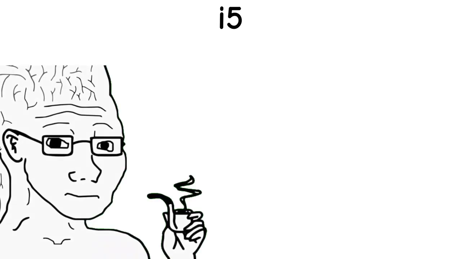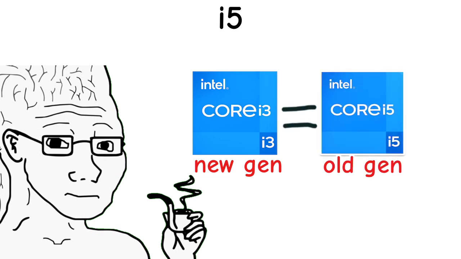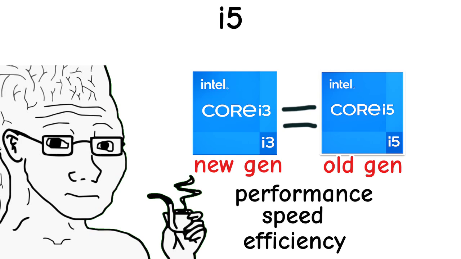But just a small thing to remember, a newer generation Core i3 can sometimes perform similarly to an older Core i5. That's because every new generation improves performance, speed, and efficiency.